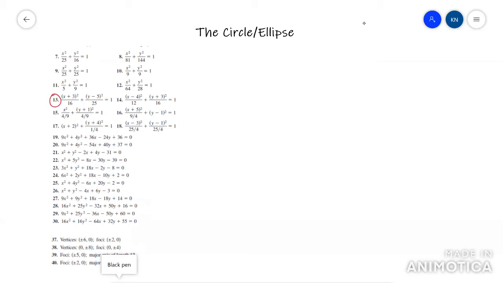Looking at this problem, I know it's an ellipse because 16 and 25 are different numbers. I know that my center is not 0, 0 because there are shifts on the x's and the y's. So I would go get the center of this, which would be at negative 3 comma positive 5. Then I would go get A and B. A is going to be 5 and B is going to be 4.